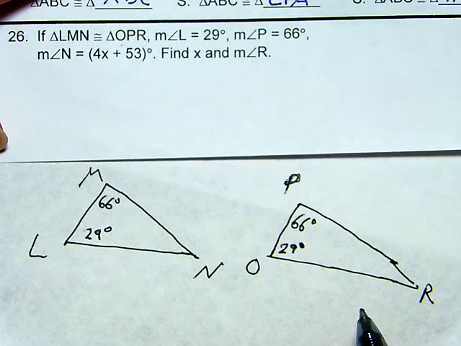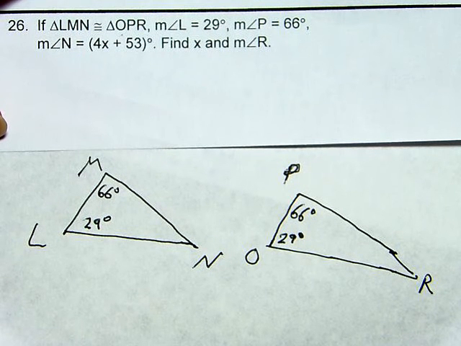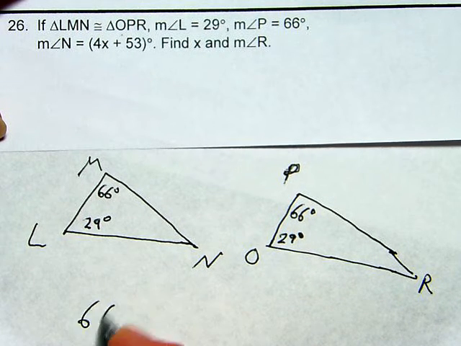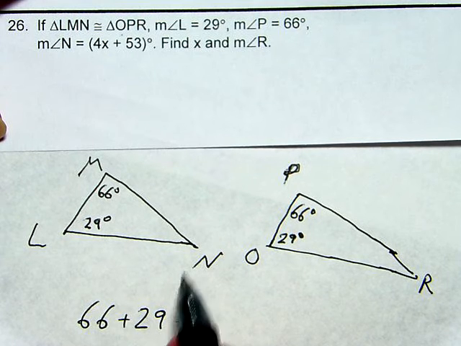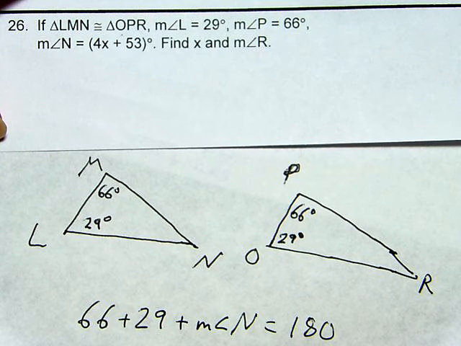Well, before we even go any further, is that all we can tell from what we've been given so far? We've got two angles of each triangle. We can figure out angles N and R. How do we do that? Well, we know that the angles of a triangle sum to 180 degrees, the triangle sum theorem. So we know that 66 plus 29 plus, we'll call the measure of angle N, we don't know what that is exactly, but that all equals 180 degrees.